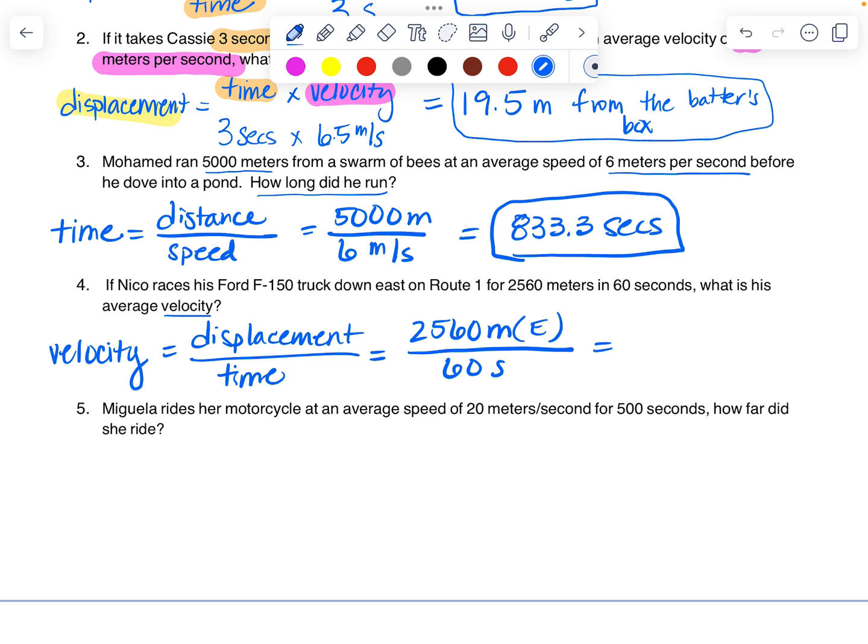And if you divide that on your calculator, you should get, and I'm just rounding here to the nearest tenth, 42.7 meters per second east. We have to put our direction in there because it's a velocity.